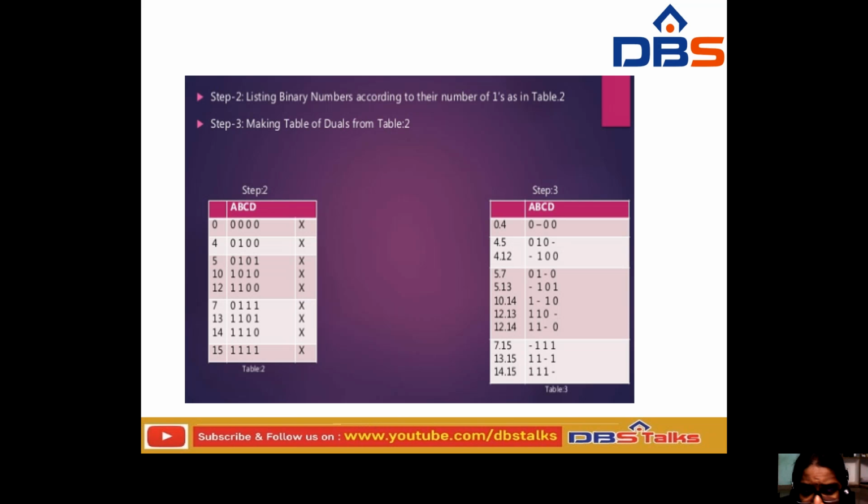Here in this step 2, we are going to list the binary numbers according to the number of ones in the table, and based upon the number of ones we are going to replace that variable. Based upon this we have applied step 3. After applying step 3, this is the resultant table that we are going to get here.